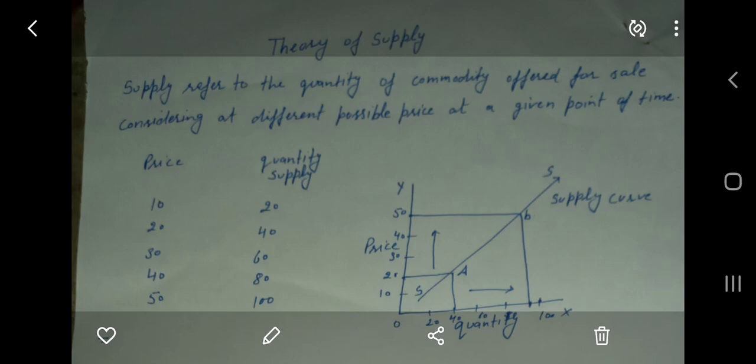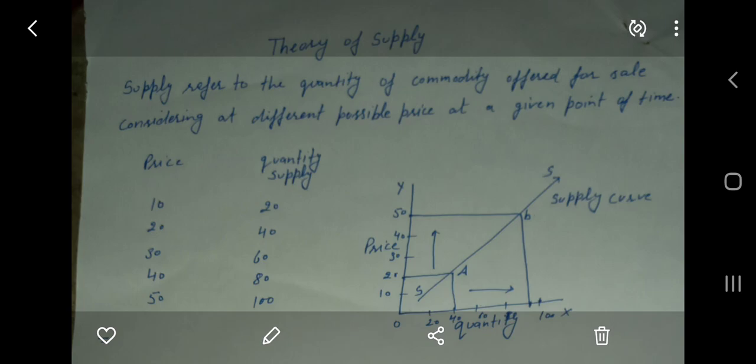Supply refers to the quantity of a commodity offered for sale at different possible prices at a given point of time. It means when price rises, supply also rises. All producers or sellers are ready to sell more and more goods.